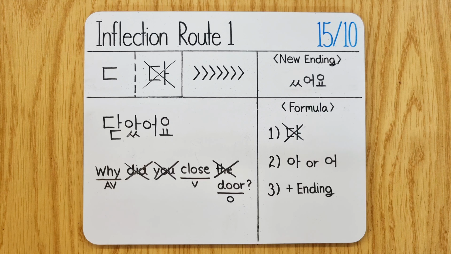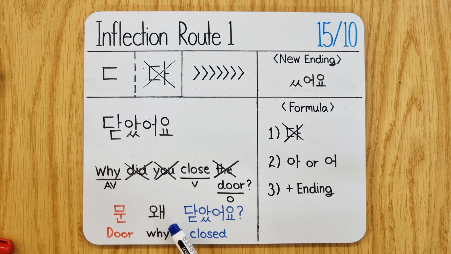Which leaves us with the adverb why, the verb close, however in past tense closed, and the object door. So therefore, the Korean sentence will look like 문 왜 닫았어요? Why closed door?